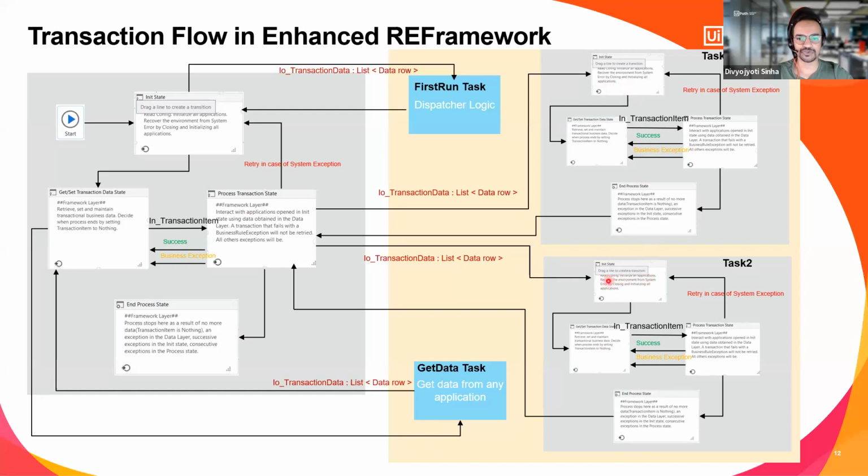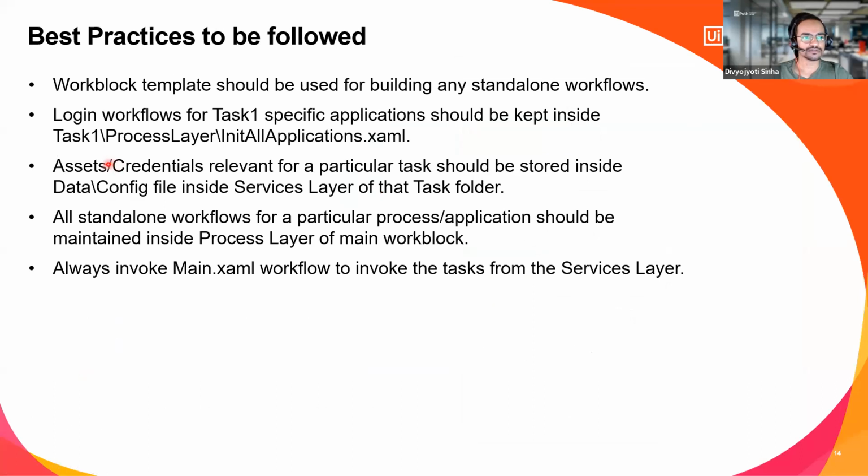And same for this task too. So this was the idea behind it. The next part is that assets or credentials which are relevant for a particular task should be stored inside the data or config file inside the services layer of the task folder. The same idea applies over here. Since you are invoking the init state for each of these separate sub-processes, you need to read the config file or store the assets or credentials inside that particular config file of that particular subtask, right?